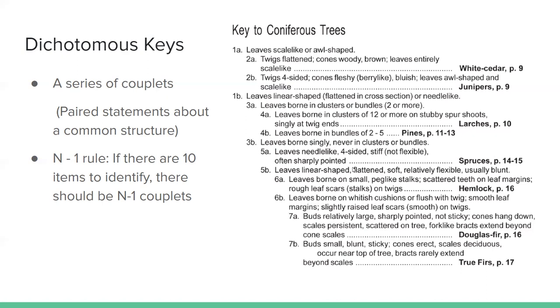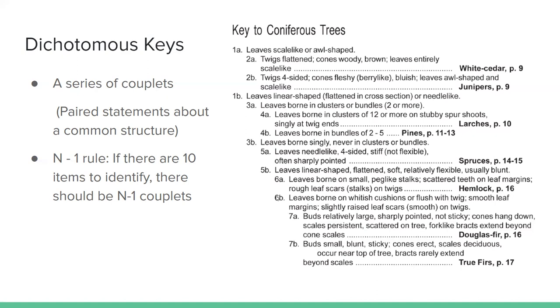Hopefully you can see that it's flattened, those needles are flattened. Spruces happen to be one of the groups that we didn't have represented here in the lab, so hopefully you guys maybe found a spruce somewhere outside. Okay. So these leaves are linear shaped or flattened, but then we're evaluating question six, whether it's on peg-like stalks or whether they have whitish cushions and smooth margins, which hopefully it does, 6B, which brings us to seven.